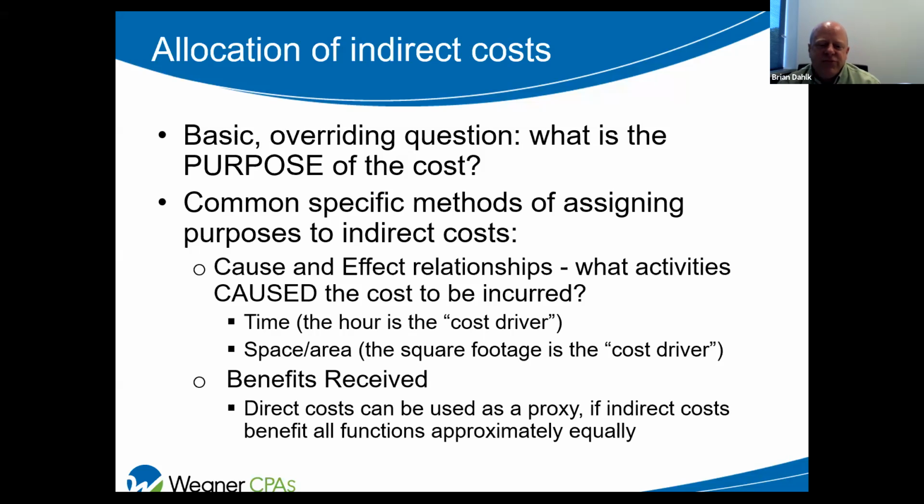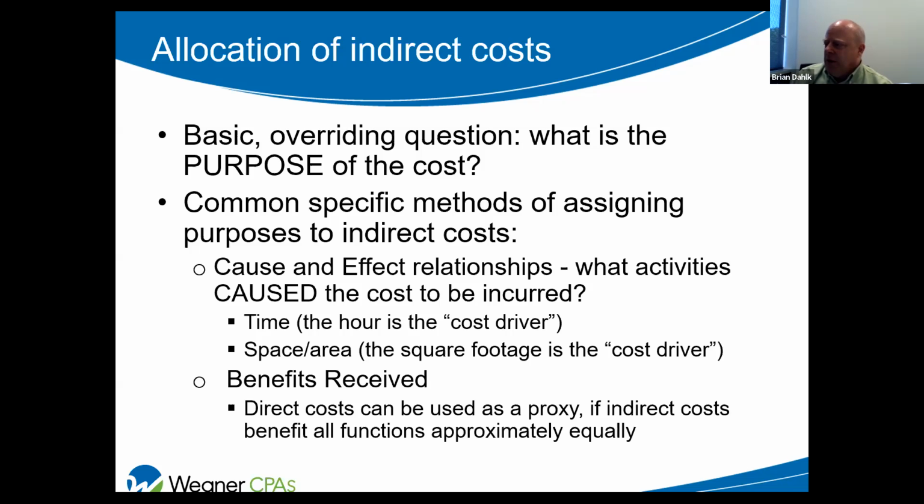Another common cost driver would be the relative space or area that is used by the various functions, like the relative square footage of the space devoted to different functions. That could be a cost driver as well, as a way to allocate some indirect costs. And obviously the most appropriate indirect cost for that particular method would be occupancy costs.